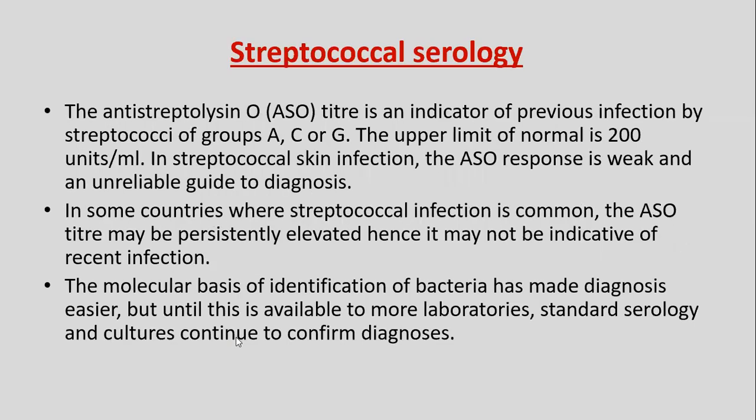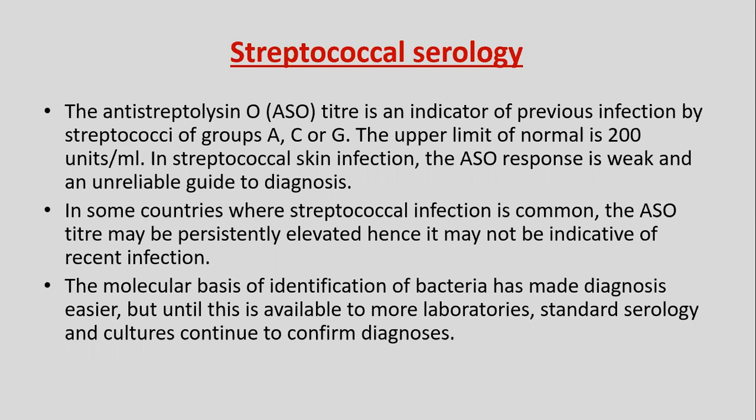Streptococcal serology. The anti-streptolysin O, or ASO, titer is an indicator of previous infection by Streptococcus of group A, C, and G. The upper limit of normal is 200 units per ml. In streptococcal skin infection, the ASO titer response is weak and an unreliable guide for diagnosis.